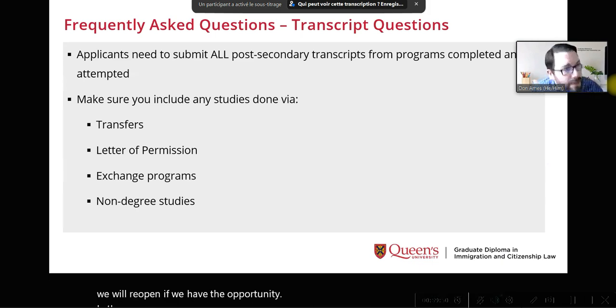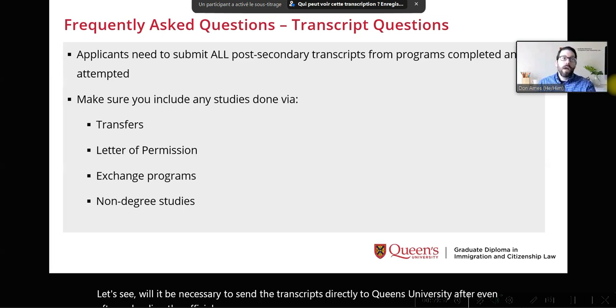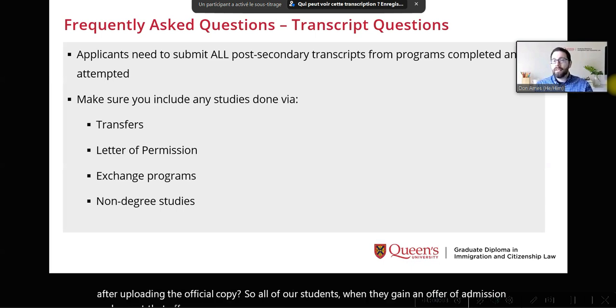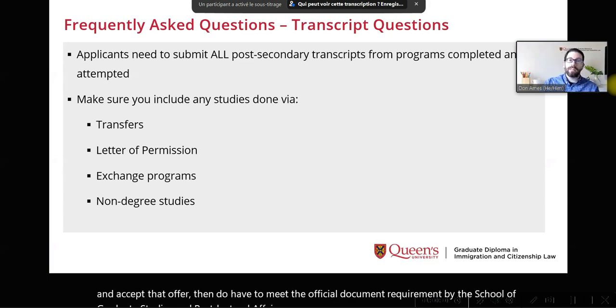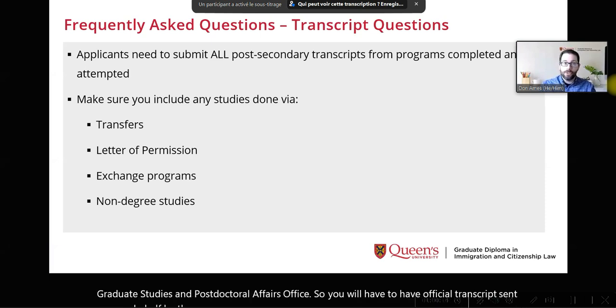Let's see. Will it be necessary to send the transcripts directly to Queen's University even after uploading the official copy? So all of our students, when they gain an offer of admission and accept that offer, then do have to meet the official document requirement by the School of Graduate Studies and Postdoctoral Affairs office. So you will have to have official transcripts sent on your behalf by the post-secondary institution. If they have already done that through the admissions process, then you don't have to do it again.